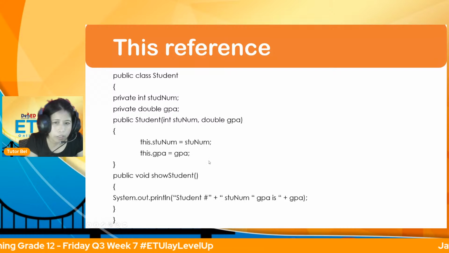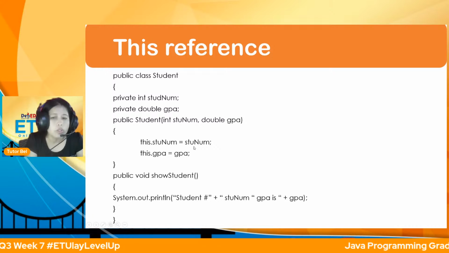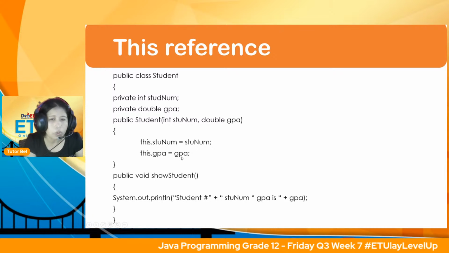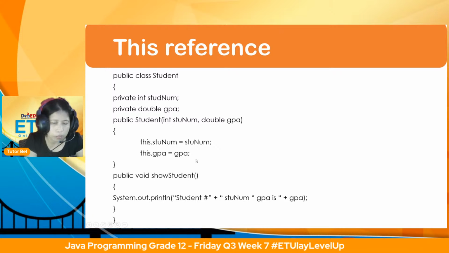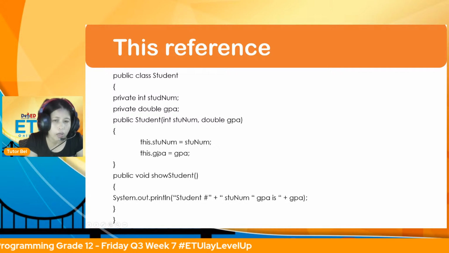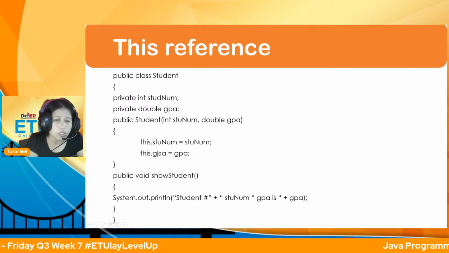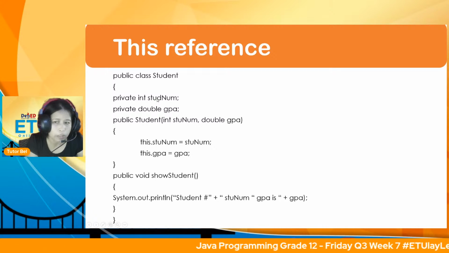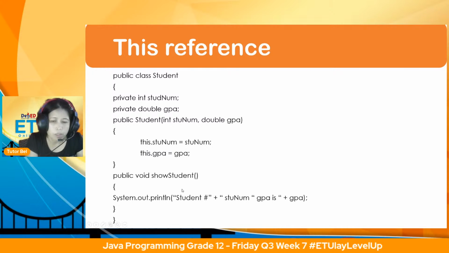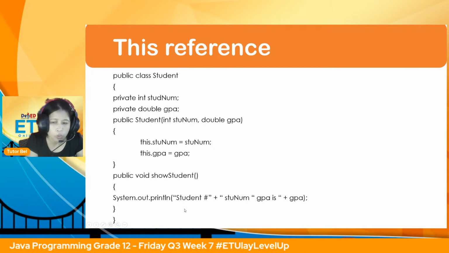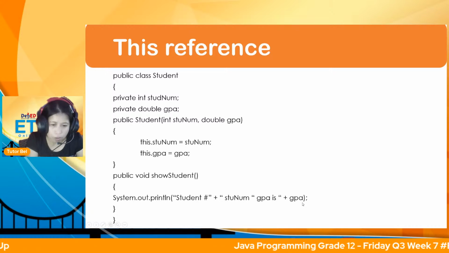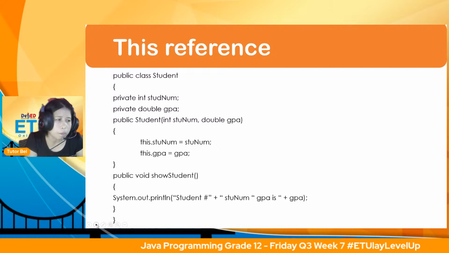So this dot stud num is equal to stud num. Okay, this dot GPA is equal to GPA. So ibig ko sabihin, we are referring here doon sa student number na nilagay po natin doon sa class na student. Okay? So if we want to show this one, so student number plus studnum, GPA is plus GPA. So we are referring to the memory address.